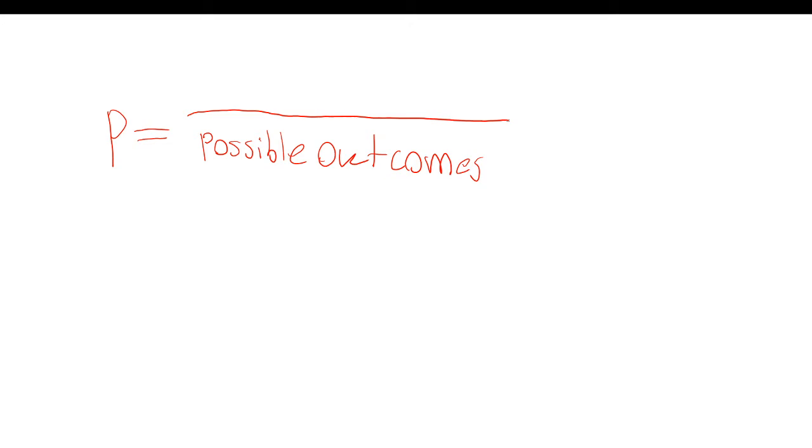But basically, we're going to start off with the probability, which is basically the total possible outcomes, and over that you're going to have the desired outcomes, or the ones that you want. So that's the probability of an event.